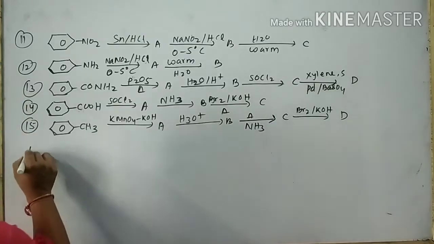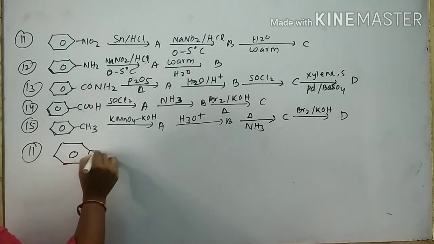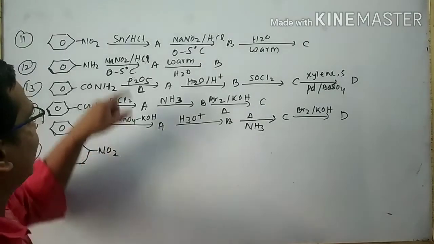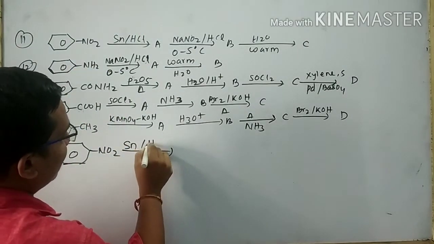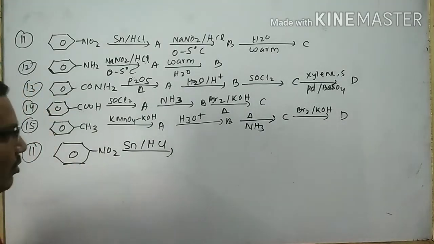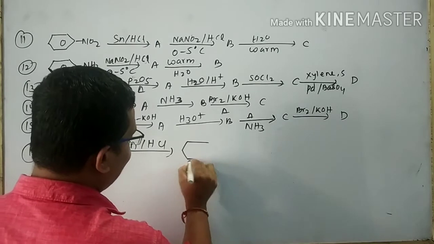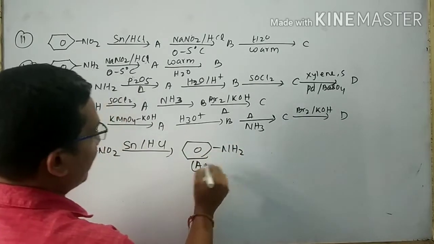Now I will do question number 11. Here nitrobenzene is given. Nitrobenzene is subjected to reduction in the presence of Sn/HCl. Then NO2 will be reduced to NH2. That means aniline is formed. This is considered as the product A.